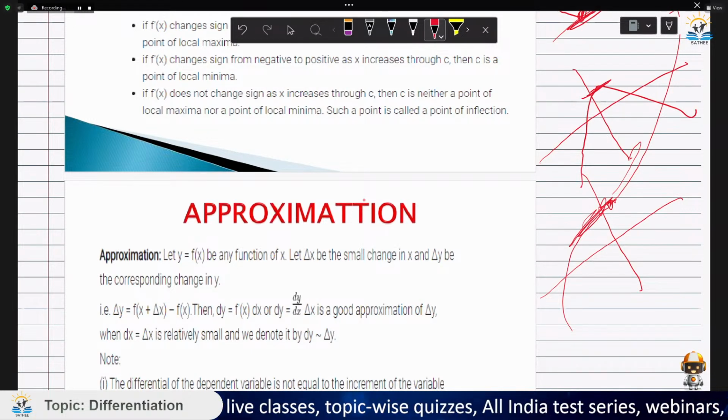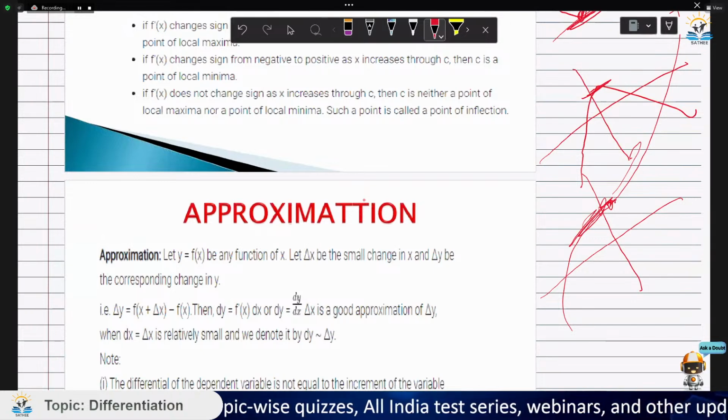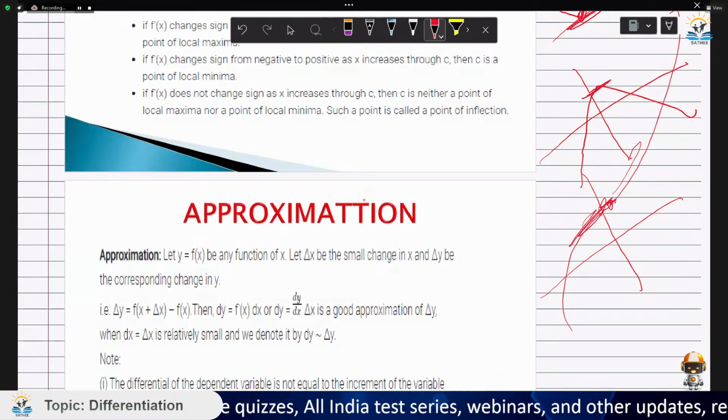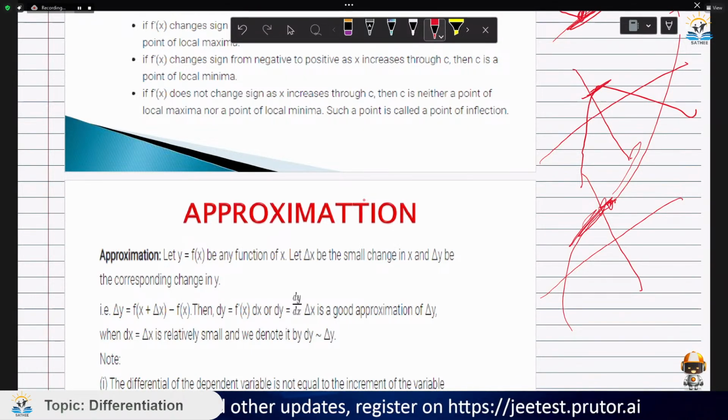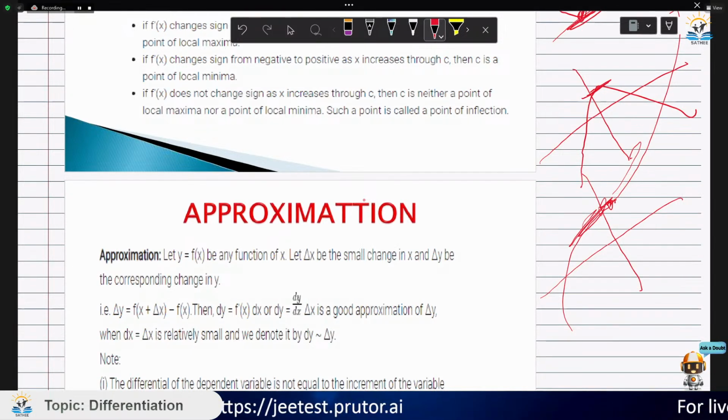As we can see, what is the slope of this line? It is e to the power c plus 1 minus e to the power c minus 1, upon c plus 1 minus c minus 1. So we take e to the power c common, and we have e minus 1 by e, by 2. Let's check if this is positive or negative.